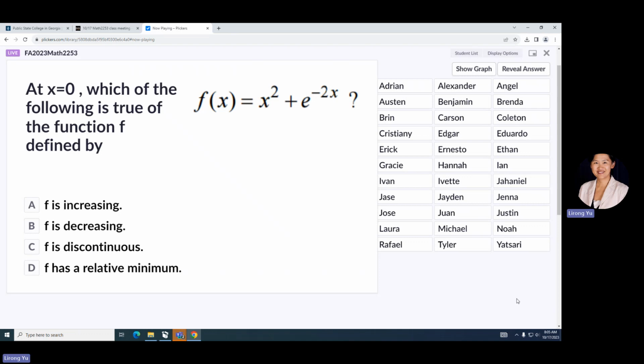So you will find the first derivative and plug in 0 into the first derivative. If the first derivative is positive, it will be increasing. If the first derivative value is negative, that will be decreasing.